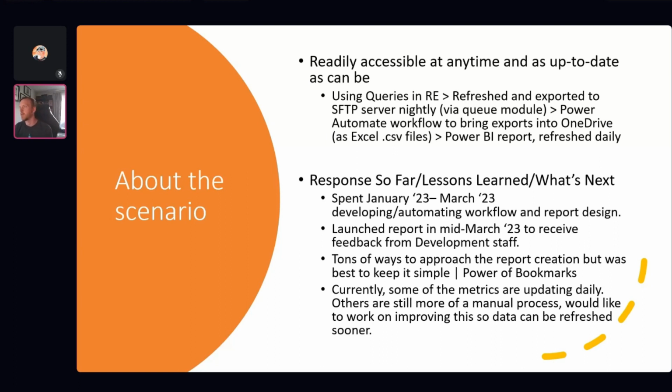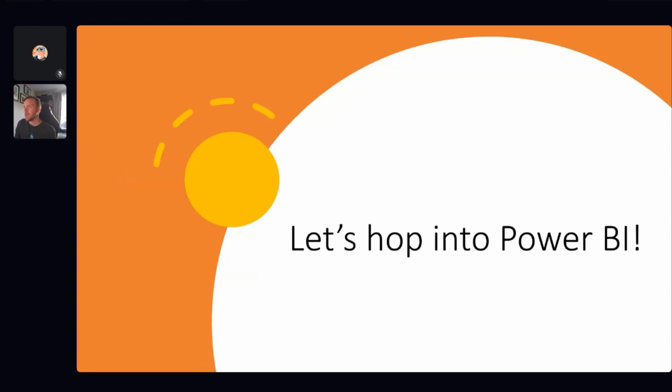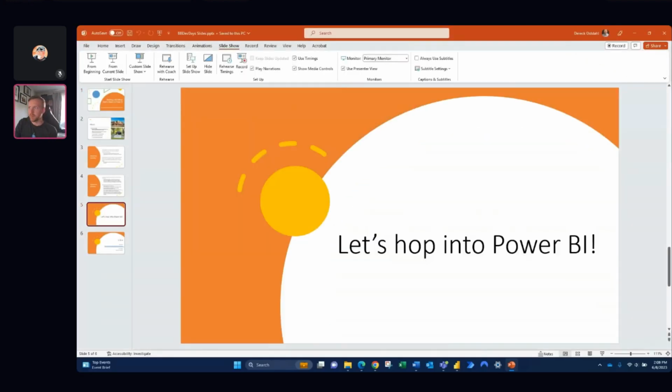As mentioned earlier, some of our metrics we're able to update daily already, but there are some, like our opportunities or proposals, that are a little bit more of a manual process on our end right now. So we're trying to see if we can improve that. That gets updated once a month, whereas the meetings and things like that that are happening each day are getting updated daily. So enough of PowerPoint. Let's go to Power BI.